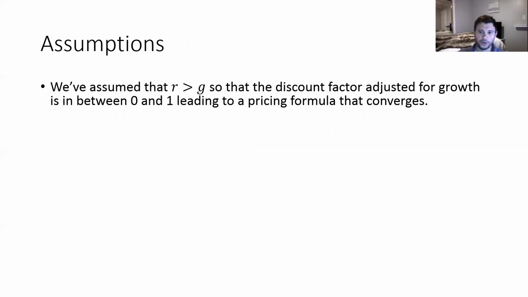And this was important in that this made delta between 0 and 1. If that inequality was flipped, then the discounted value of the payments adjusted for growth actually gets bigger in the future, meaning the pricing formula does not converge to a finite number. It actually explodes to infinity.